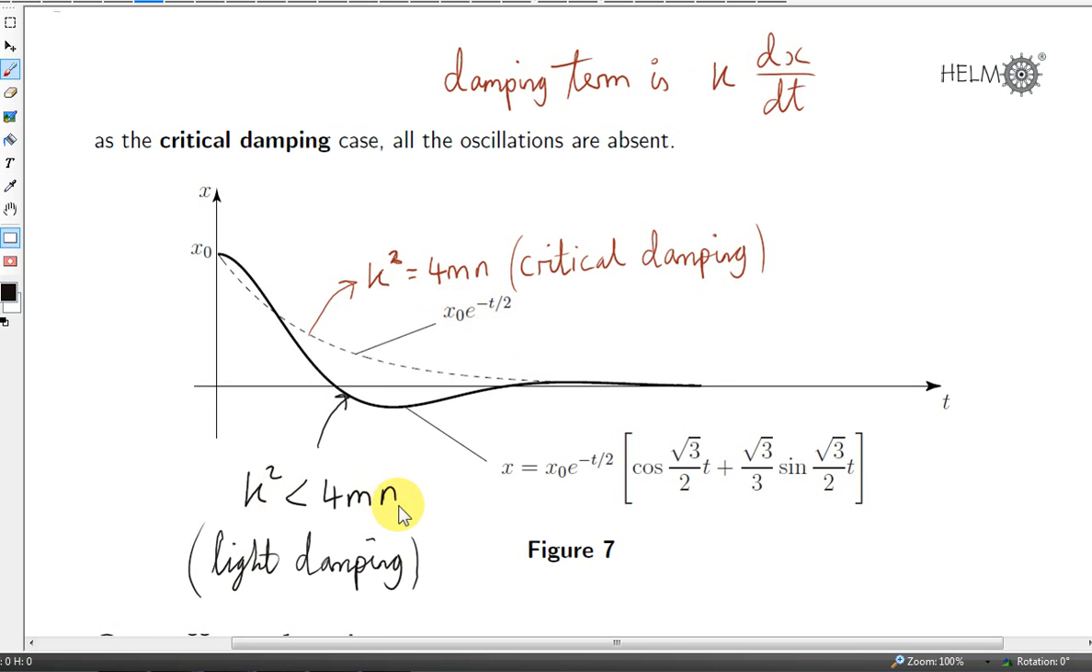For k squared less than 4mn, so this k for the light damping is less than the k for the critical damping, we do have some oscillation. But because e to the minus t over 2 appears, eventually the motion will die down to 0.